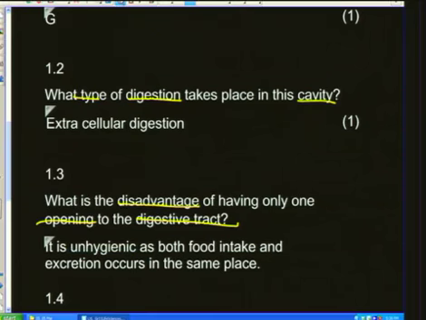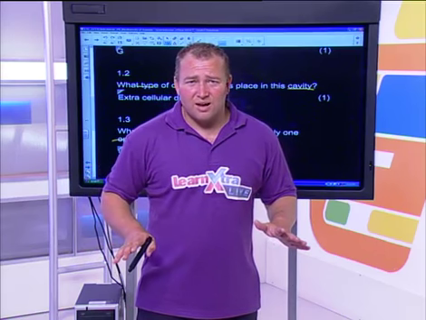So, firstly, it's unhygienic, as both food is taken in and excretion happens in the same hole. Not good.